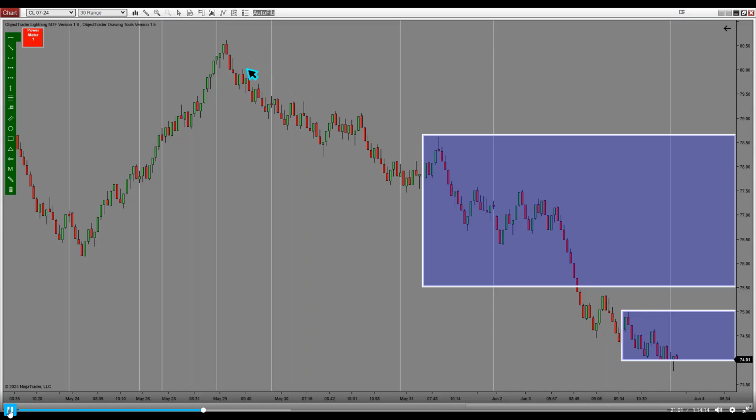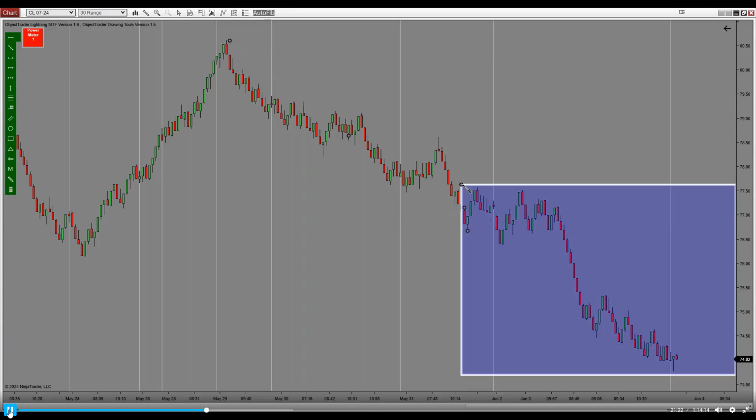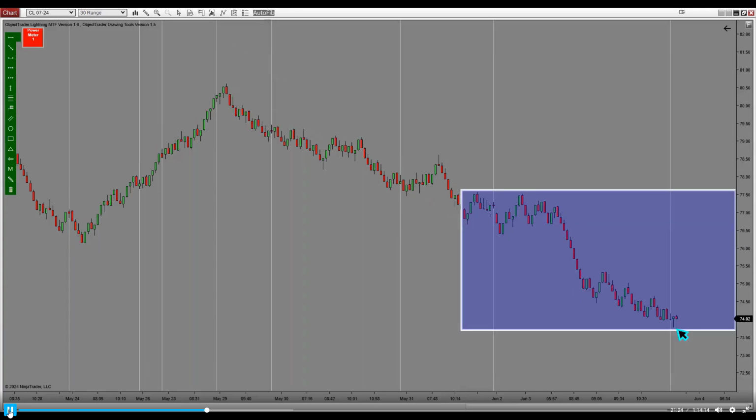Because this one might have been 1, 2, 3, 4, 5. Let's draw it and see where it goes. And it may be where it's at. 1, 2, 3, 4, 5, somewhere right through there, probably. 1, 2, 3, 4. Yep, 5. See, it's really, really close to it on a true measured move like that even.